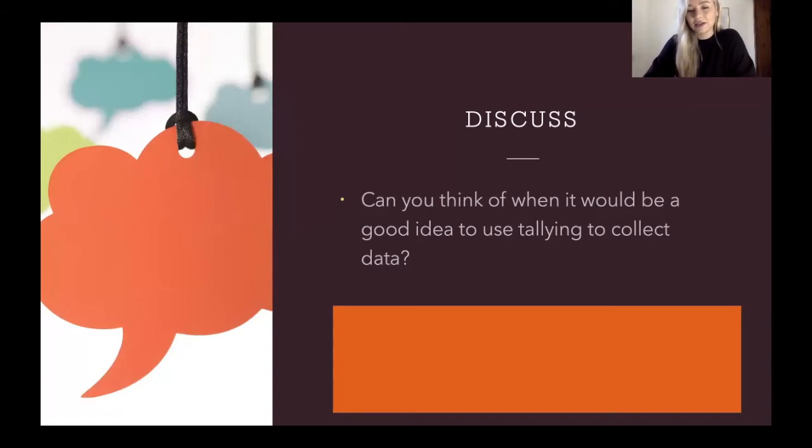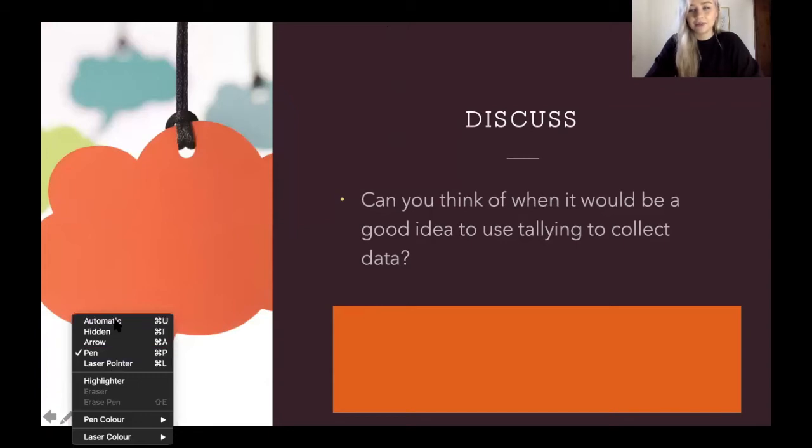Can you have a think of when it would be a good idea to use tallying to collect data? Now, don't worry if you've never heard of tally charts or tallying before. Just try to have a think. When would it be a good time or a good idea to use tallying to collect data? Pause this video now to have a chat.